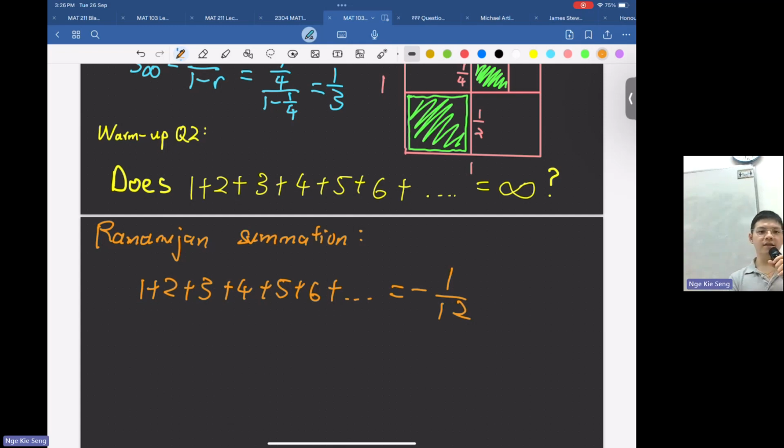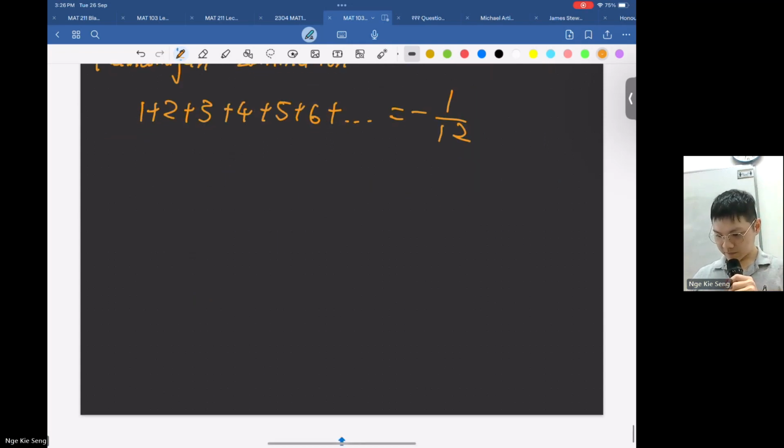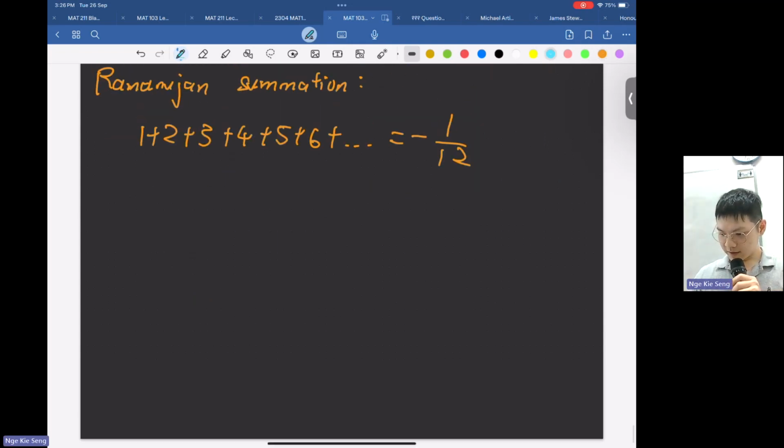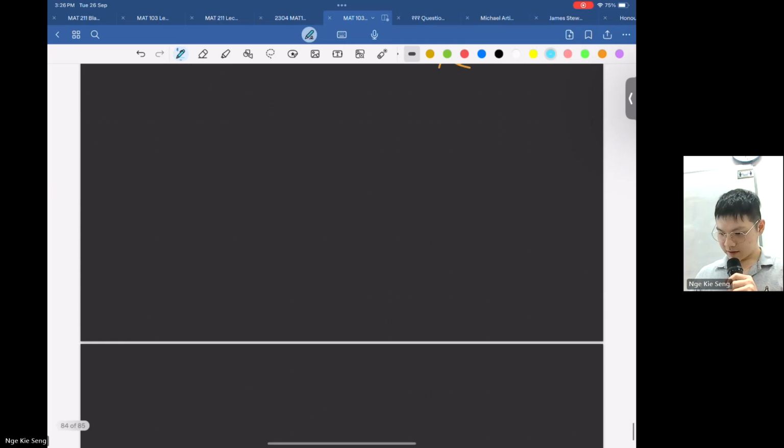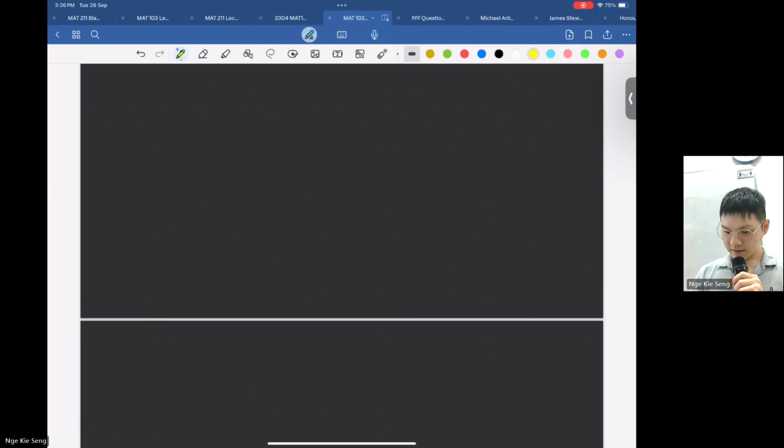Just now I said that if the sum of an infinite series converges, then the limit of the individual terms must go to zero. So let's look at this statement now. Let's start with the test for divergence.